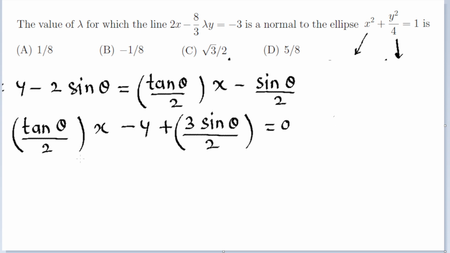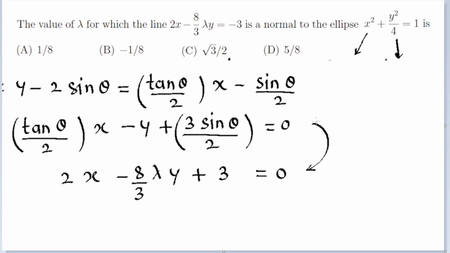Okay, so now we have been given the equation of the normal already, so let us write that: 2x minus 8 by 3 lambda y, and bringing the minus 3 to the left, without fail, that gives us plus 3 equal to 0, right? And now you see that both of these equations represent the same line, that is the normal.